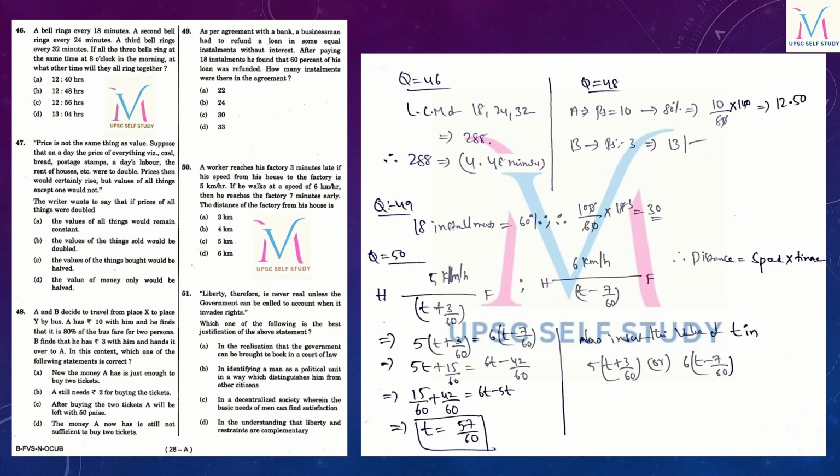In the realization that the government can be brought to book in the court of law. Second one, in identifying a man with a political unit in a way which distinguishes him from other citizens. In the decentralized society, wherein the basic needs of men can find classification. The understanding that liberty and restraints are compulsory.